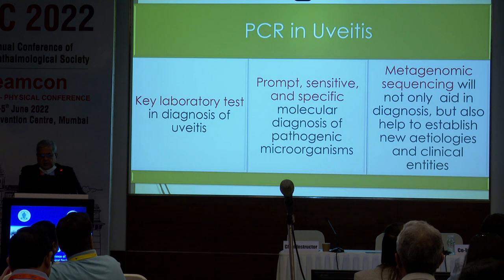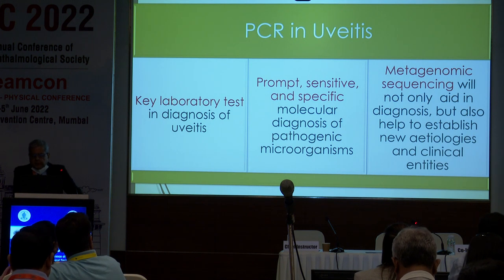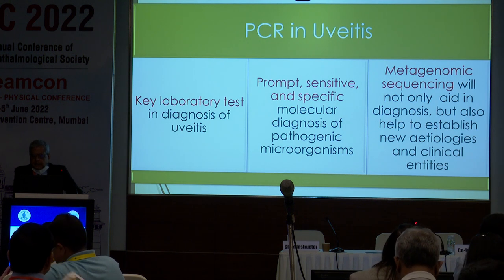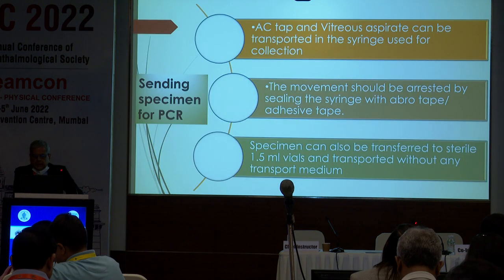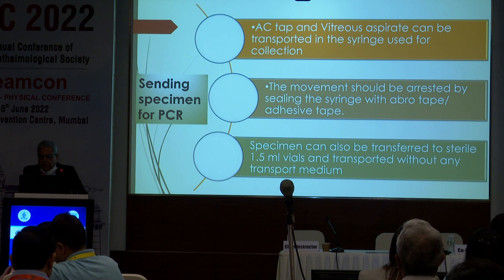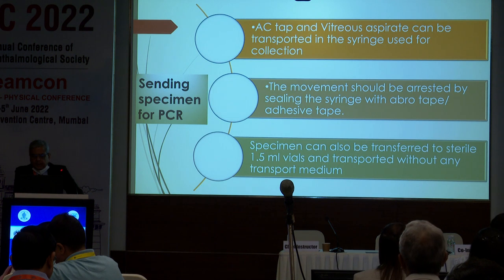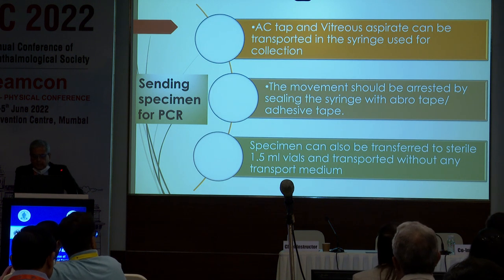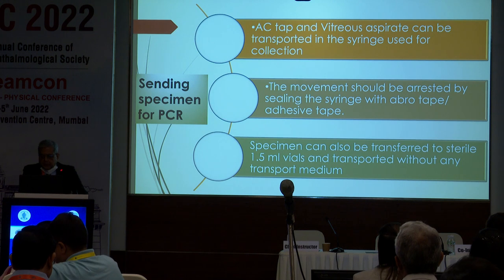So PCR in uveitis is a key laboratory test in the diagnosis of uveitis, providing prompt, sensitive and specific molecular diagnosis of pathogenic microorganisms. Metagenomic sequencing will not only aid in diagnosis, but also help to establish new etiologies and clinical entities. For sending the specimen for PCR, aqueous and vitreous can be transferred in the syringe used for the collection. The movement should be arrested by sealing the sample with Abro tape or adhesive tape. The specimen can also be transferred to sterile 1.5 ml vials and transmitted without any preservative, and without freezing, using an ice pack.